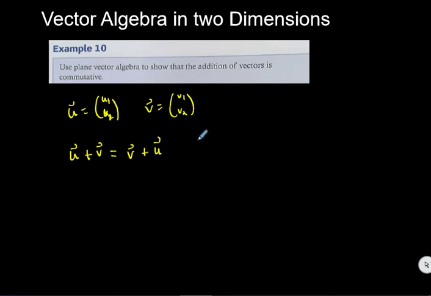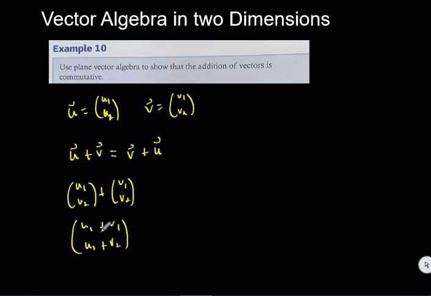Now this may seem really obvious, especially after what we've shown, but in mathematics you can't just say it's obvious. You have to have a viable argument. So we need to show that both of these are true. We'll start with this one. Vector u is u1, u2, and vector v is v sub 1, v sub 2. From our vector algebra, we can represent this as u sub 1 plus v sub 1, and u sub 2 plus v sub 2.